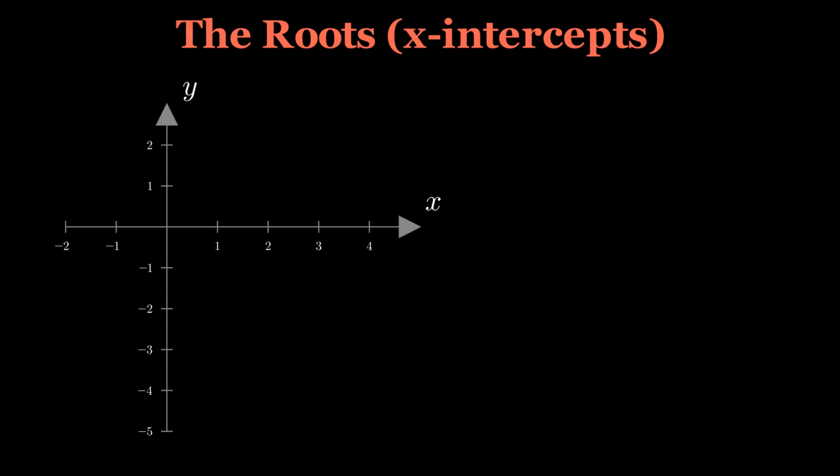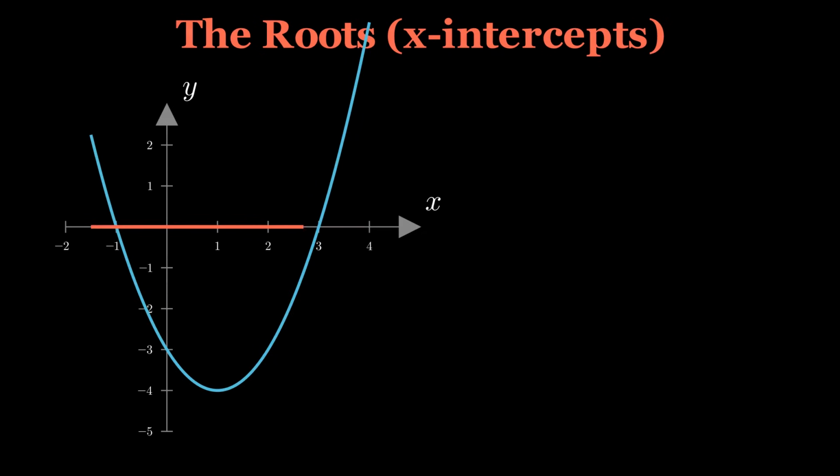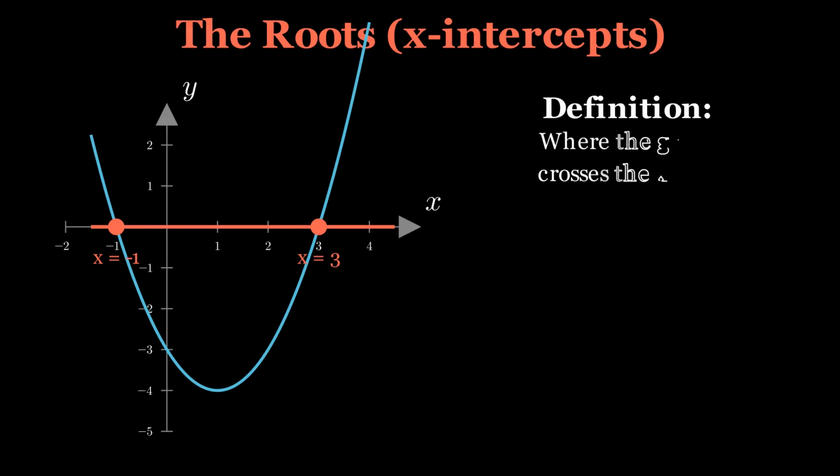These are also called x-intercepts. The roots are where the parabola crosses the x-axis. This happens when y equals 0. In our example, the roots are at x equals -1 and x equals 3. You might also hear these called solutions, zeros, or x-intercepts. They're all the same thing.